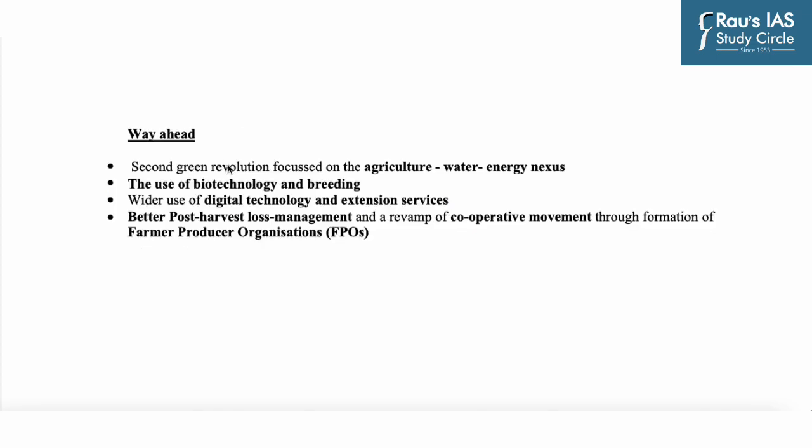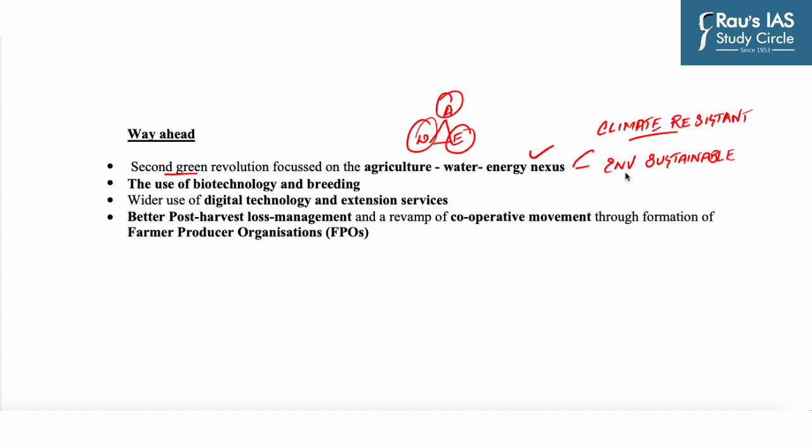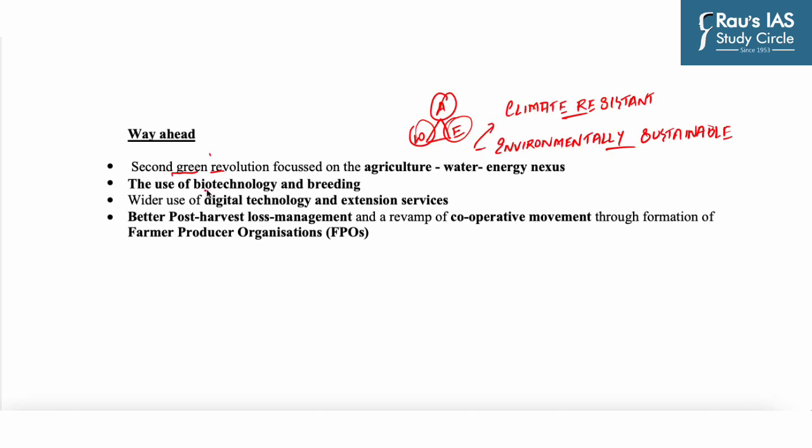To address these challenges would require a second green revolution, which should be focused on the agriculture, water, and energy nexus, thus making agriculture more climate resistant and environmentally sustainable. Second, use of biotechnology and breeding. This will be important in developing eco-friendly, disease-resistant, climate-resilient, and more nutritious and diversified crop varieties.